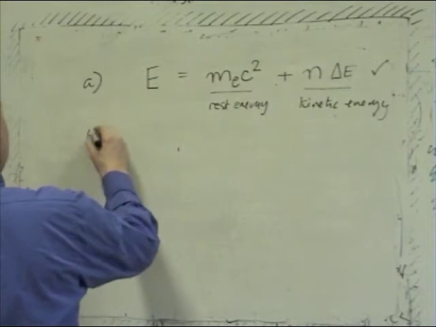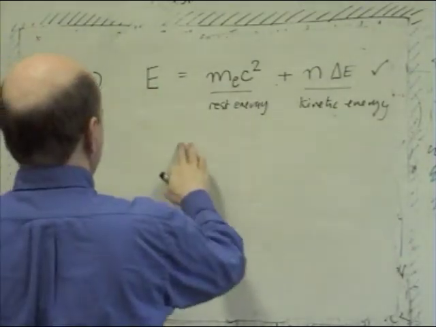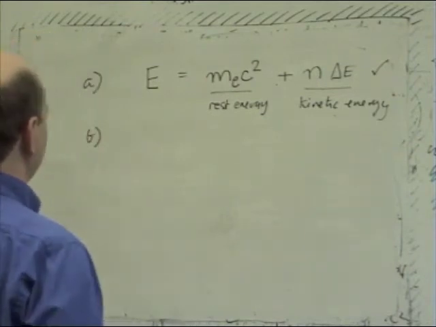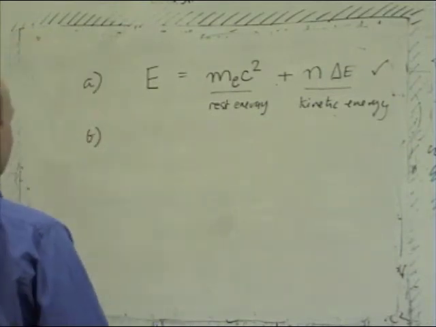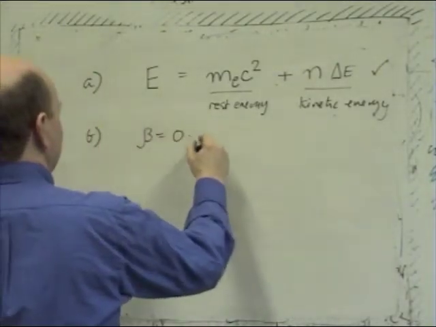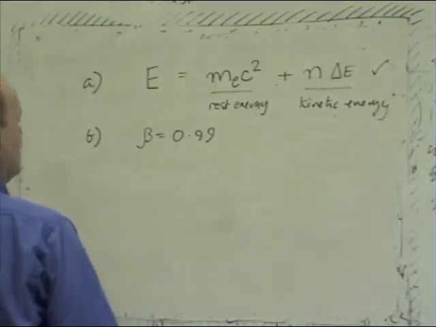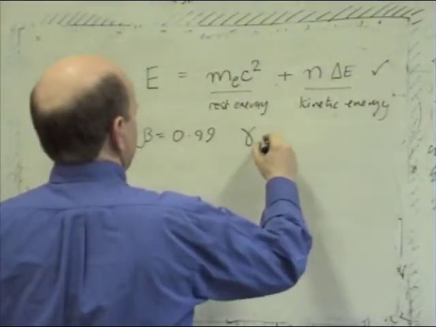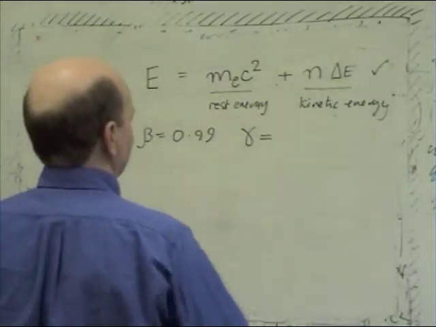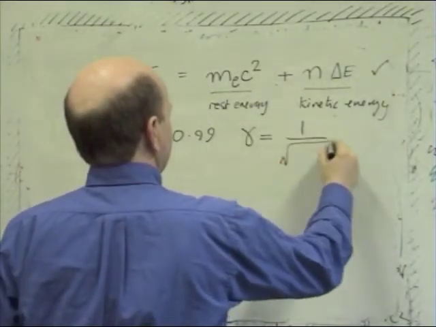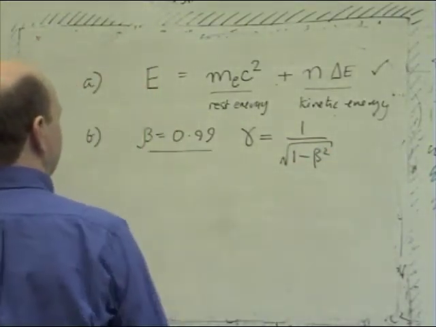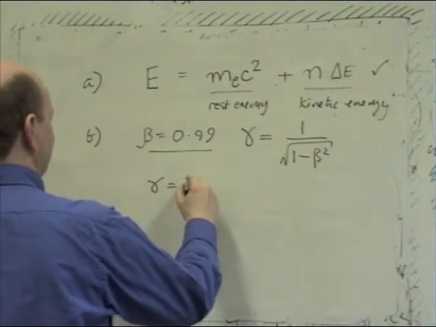So part B is, I want to know what's the value of n, how many cycles you've gone through when you reach v is 0.99c, or beta equals 0.99. Well, we know that gamma, the relativistic factor between total energy and rest energy, is just 1 over the square root of 1 minus beta squared. And if you substitute in beta of 0.99, you get gamma of 7.